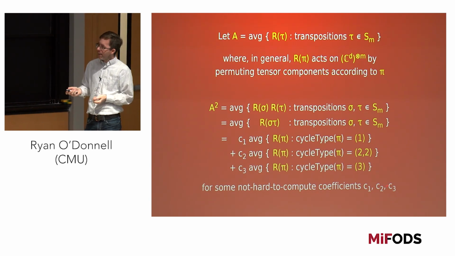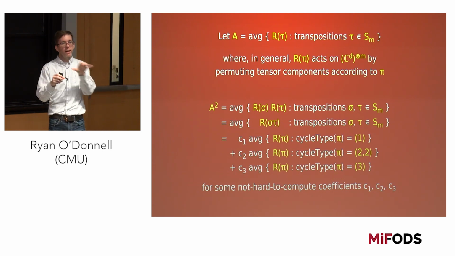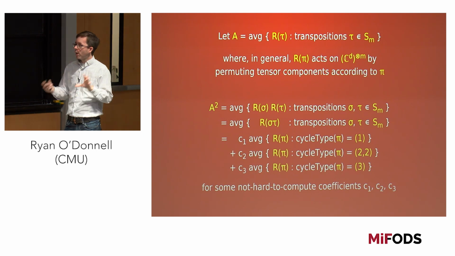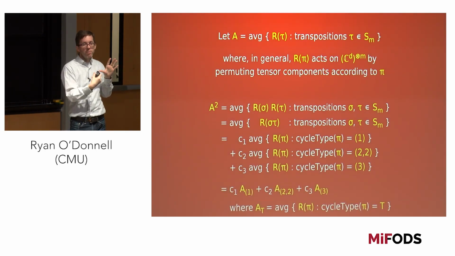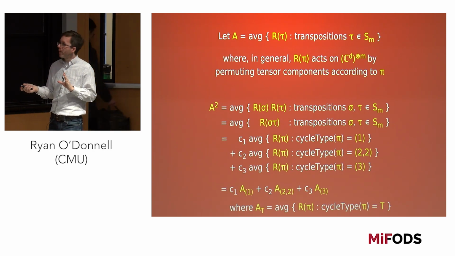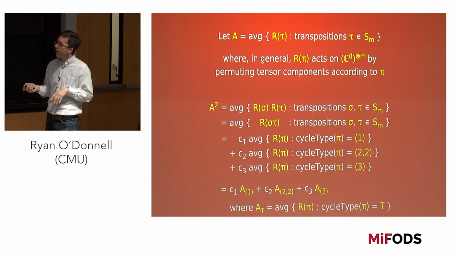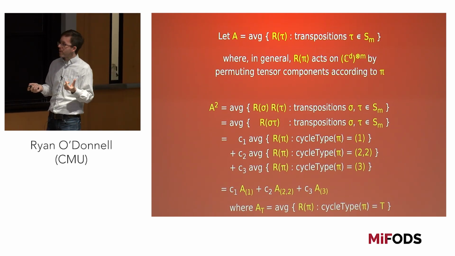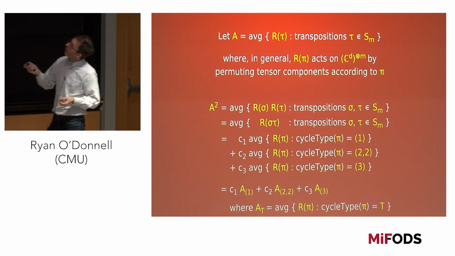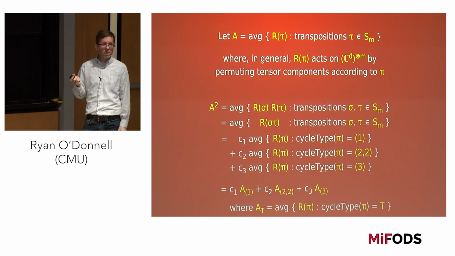And let me give a name to these. Let me define A sub t to be the operator on m-fold tensor vectors, which is the average of doing the tensor permutations pi over all pi's of a fixed cycle type t. So then this is C1 times A of cycle type 1, the identity. This is C2 times A of cycle type 2, 2, and this is C3 times A3. And actually, the original algorithm A, which just averages over all transpositions, is this operator A sub 2.